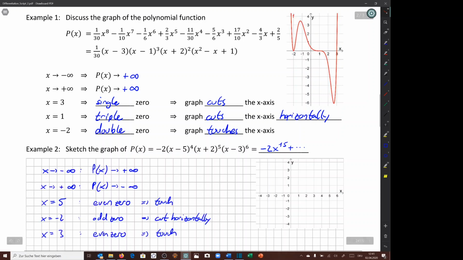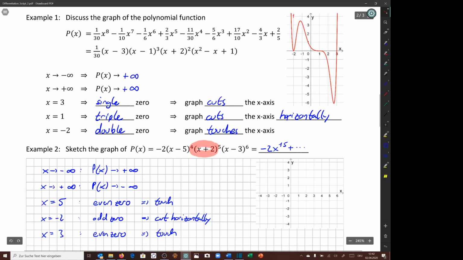So for x going to -infinity, the p of x goes to +infinity. x to the power of 15 goes to -infinity, since we have an odd exponent, the minus remains, and times a negative coefficient, it becomes plus, so it goes to +infinity. When x goes to +infinity, this stays positive, but times a negative number, it goes off to -infinity. Then we have 5 zeros, a 0 at x equals 5. This is a 0 with an even multiplicity, so we call it an even 0.